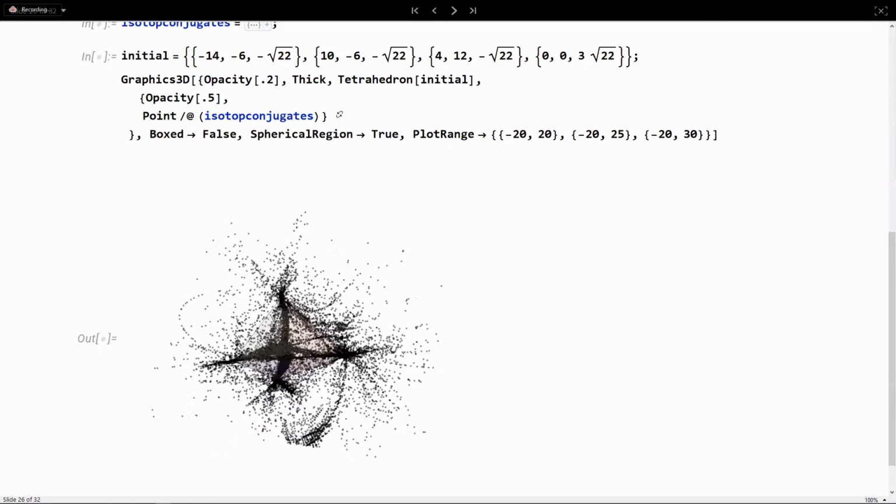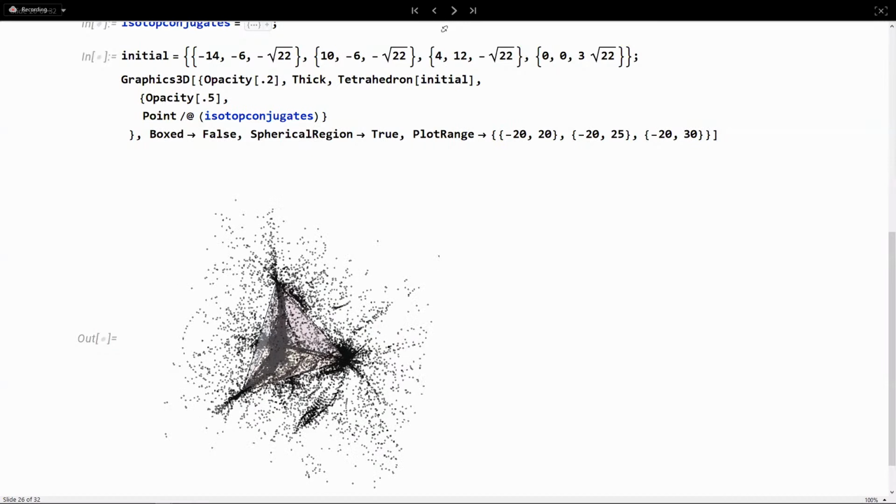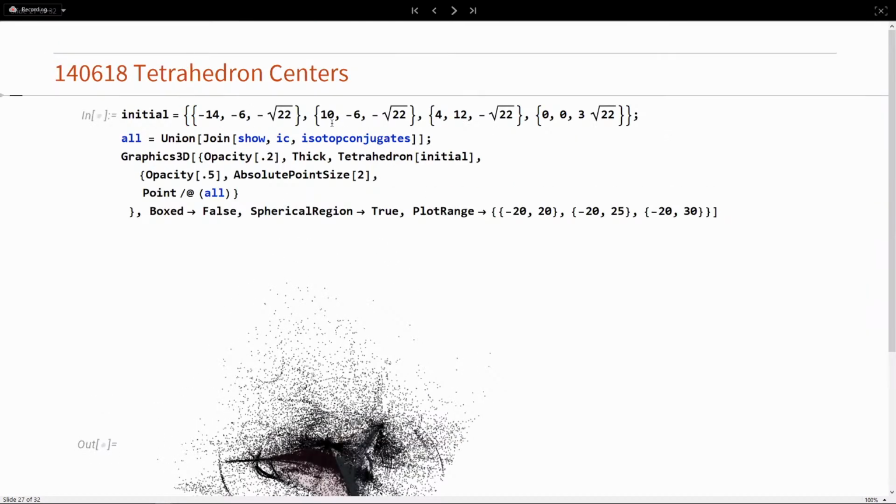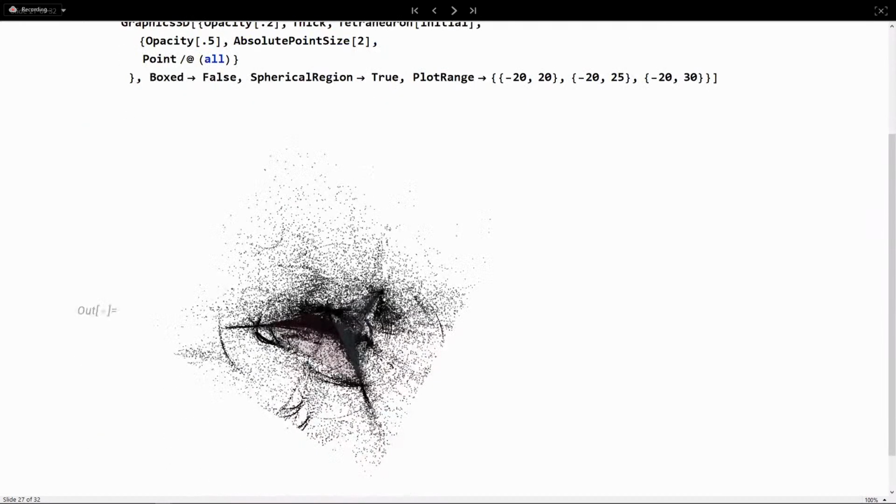I'm going to wait for this to finish rotating. So we can do all three of these. Hopefully this will work. Here we go. Here we have 140,618 triangle centers. And it's a mess.